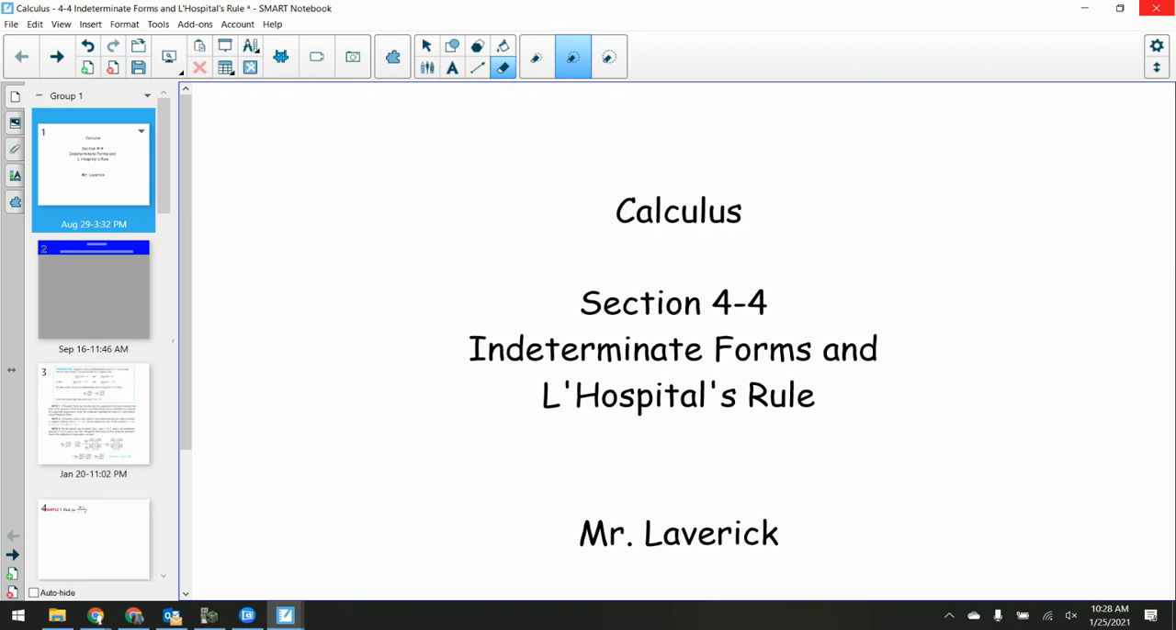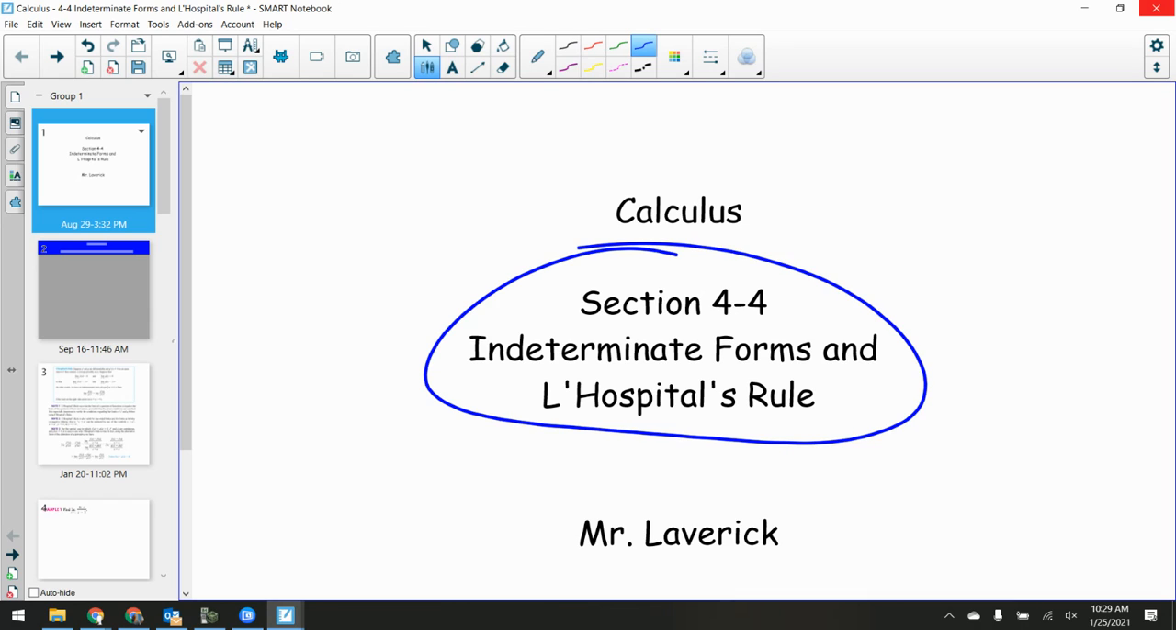So this is section 4.4. Again, for the folks playing along at home, we're going to do a test next Monday and Tuesday of next week. We only have this section 4.4 to do, and then we will review on Wednesday, Thursday, Friday, test Monday, Tuesday.